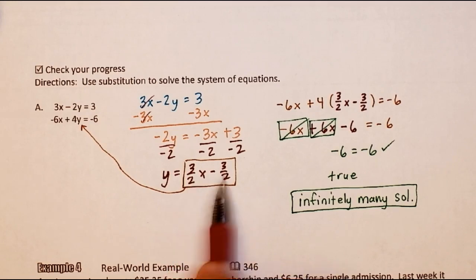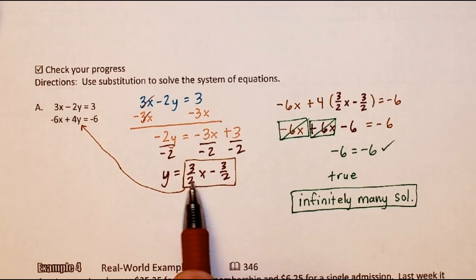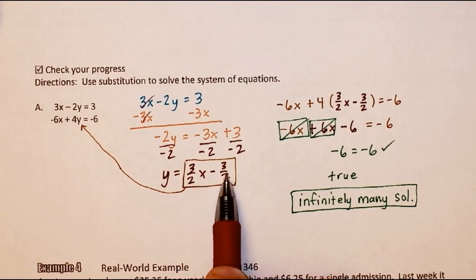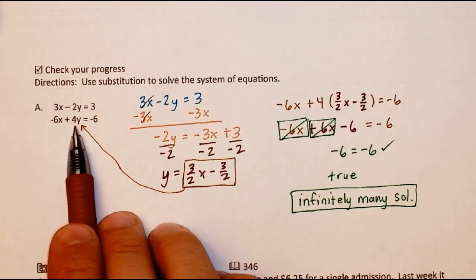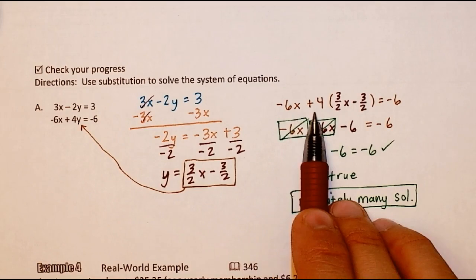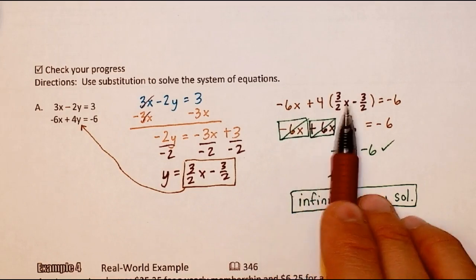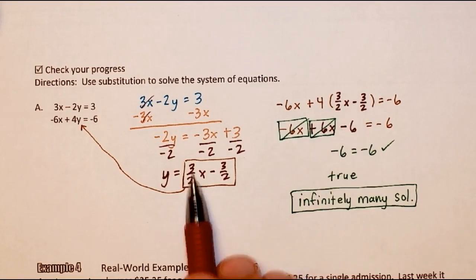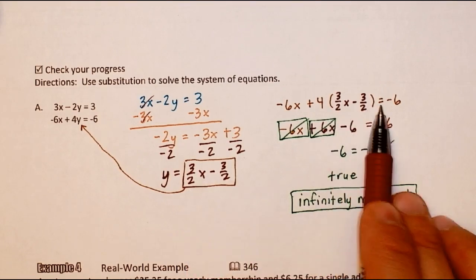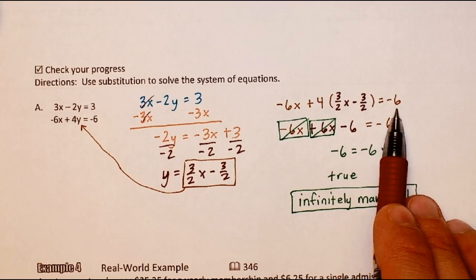So at first appearance, this turns out to be a not so nice number with a not so nice y-intercept. However, when we substitute it into the bottom equation for y, we get negative 6x plus 4 times a quantity. This is our y, so 3/2 x minus 3/2, all equal to negative 6.